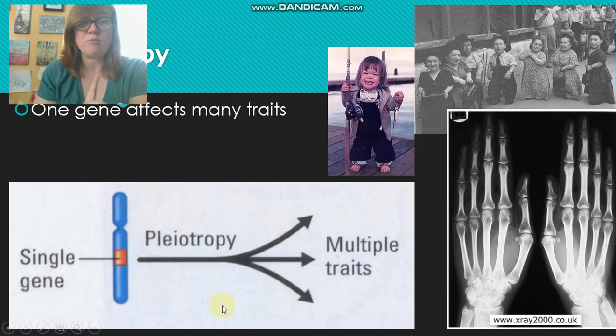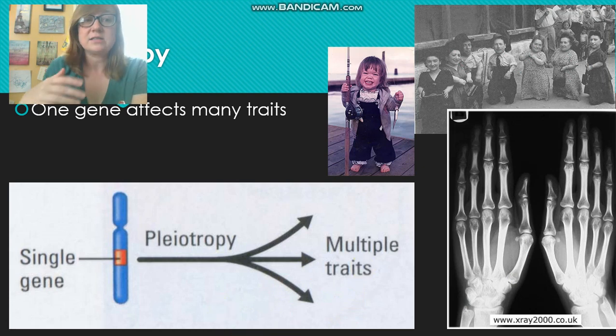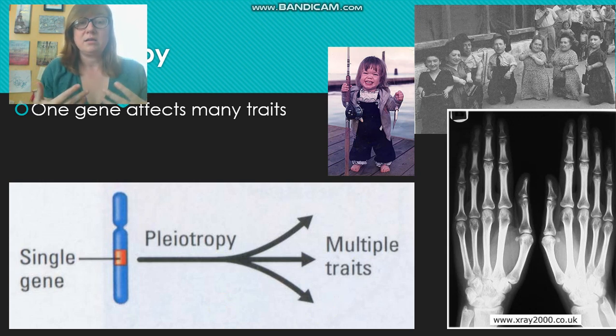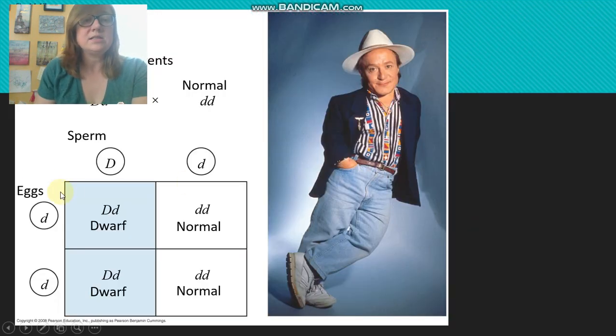Pleiotropy is when you have one gene that can affect many traits. For example, dwarfism, certain types of dwarfism can affect many traits in the body. There's one gene, and it's going to affect the size of their bones and their height. Same thing with certain types of gigantism. Here's an example of dwarfism in a Punnett square. So if you want to pause and just take a look at that.